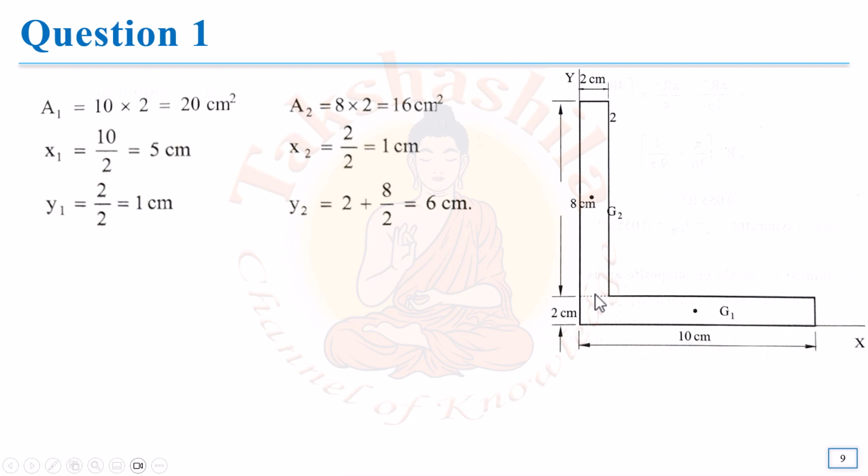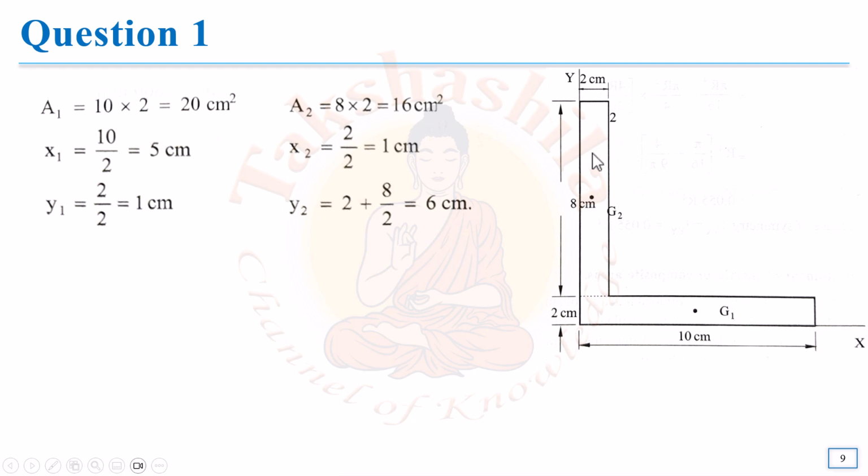In this case, don't write y1 as 8 by 2. It is not 8 by 2 because our reference x-axis is at the bottom. So we have to take the vertical distance from the bottom reference axis to this point. That means it will actually be equal to 2 plus 8 by 2.